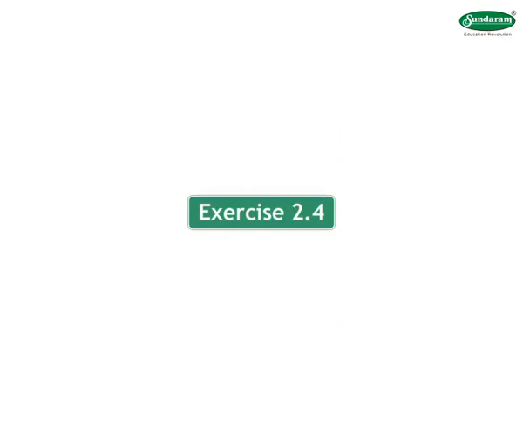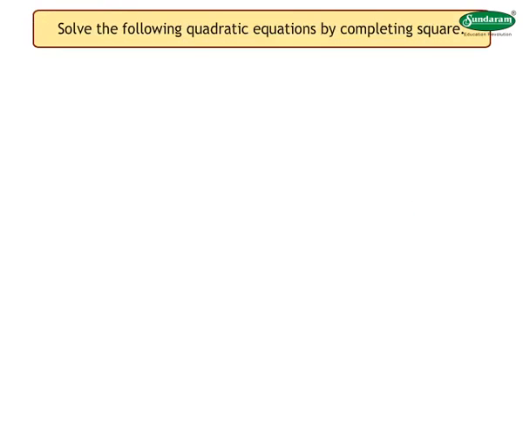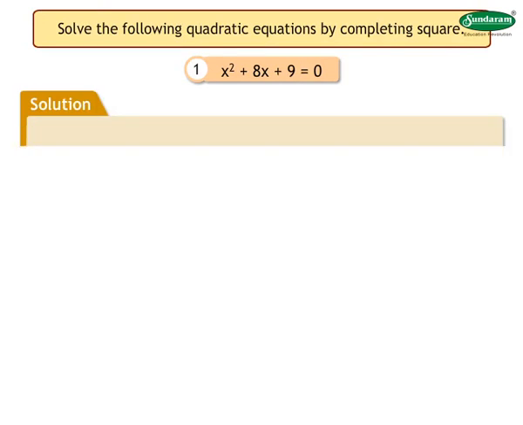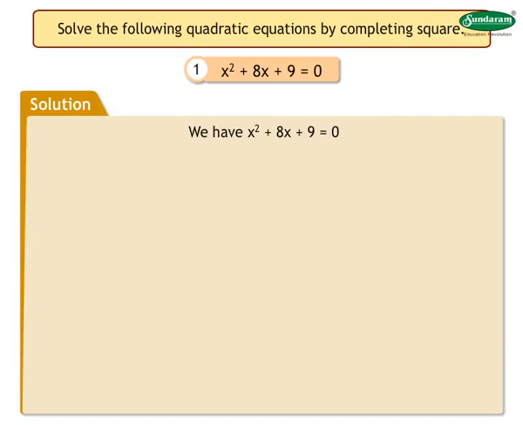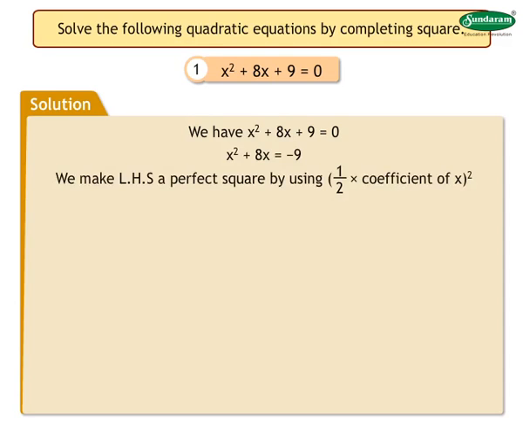Let us solve exercise 2.4. Solve the following quadratic equations by completing square. Number 1. x² + 8x + 9 = 0. Solution. We have x² + 8x + 9 = 0. Therefore, x² + 8x = -9. We make LHS a perfect square by using (1/2 × coefficient of x)². (1/2 × 8)² = 16.